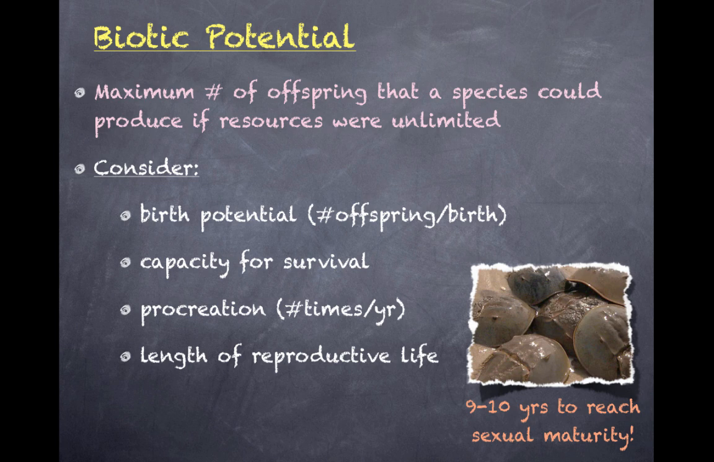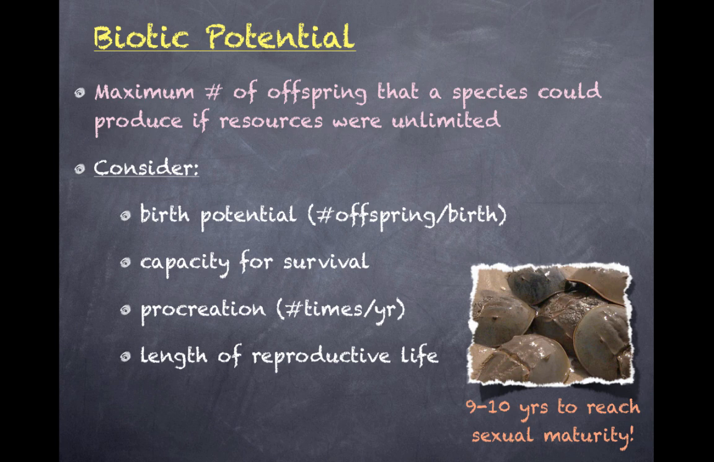Capacity for survival. What are the chances of it surviving? Say, for example, you have fish, right? Fish lay lots of eggs. They have a lot of offspring. Their birth potential is very high per birth. However, not all of those eggs will survive. Whereas, say for example, a panda bear might have 1 offspring, but it has a greater chance of survival, that one. So there's kind of a trade-off, whether you have a lot of offspring per birth and a lower capacity of survival versus a smaller amount of offspring but have a greater chance for survival.